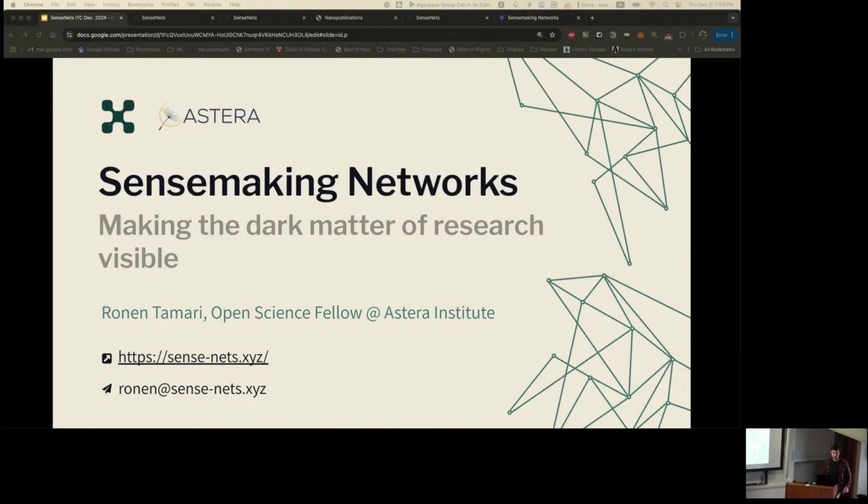The Astera Institute is basically a Berkeley-based startup accelerator, but it's a different kind of startup accelerator that's focused on open science, like accelerating science and improving the ways for sharing and publishing science. And I'm part of that program. Our startup is called Sensemaking Networks, and I added dark matter so that it would at least have some connection to astrophysics. And thanks Avi and Juliana for inviting me here.